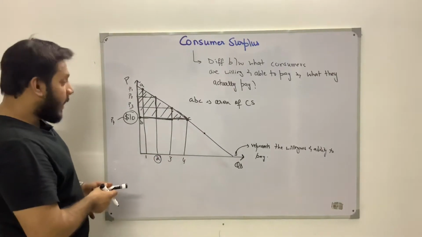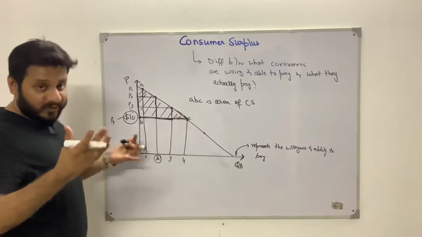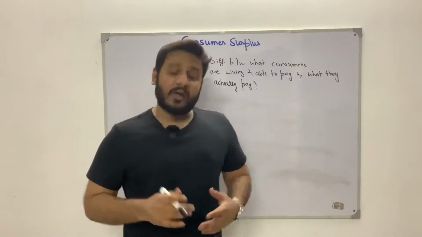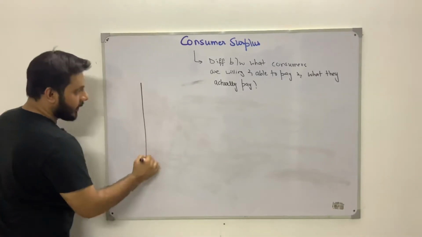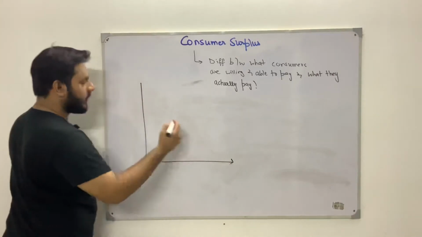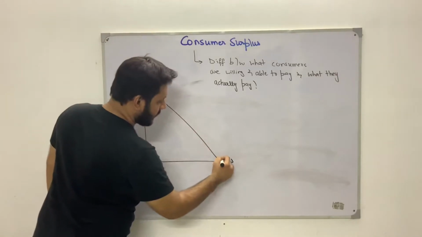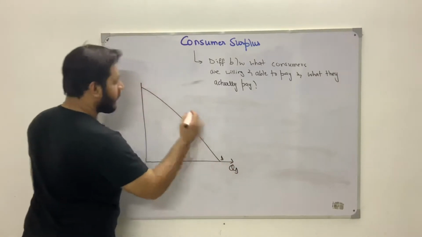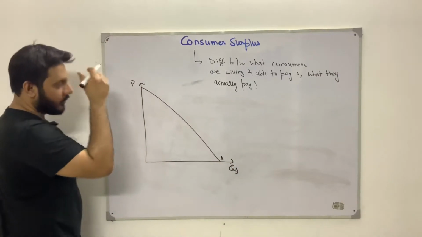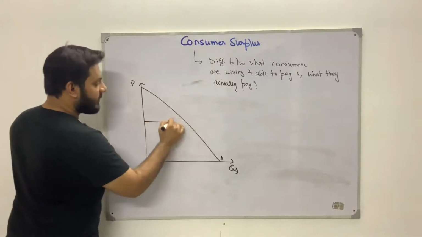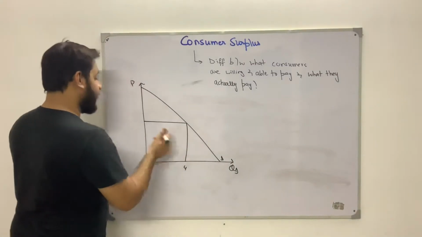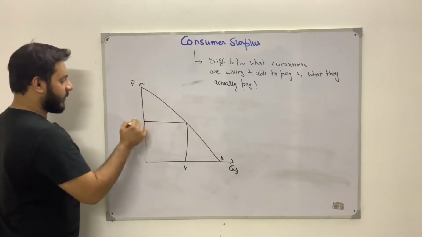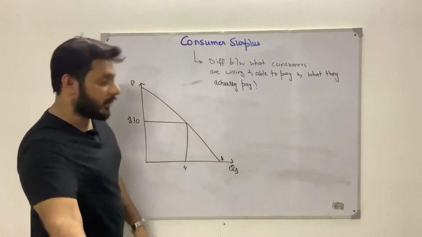So this is a basic, much simpler version of consumer surplus. Okay, so now there is something else I need to also tell you, and let's draw a demand curve for, let's say, chocolates. This is quantity demanded of chocolate, this is the price of chocolates on the y-axis, and let's say that I am going to buy 4 chocolates at a price of, let's say, $10 a chocolate, right?